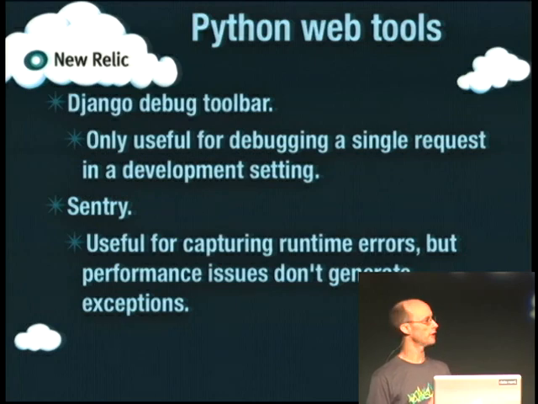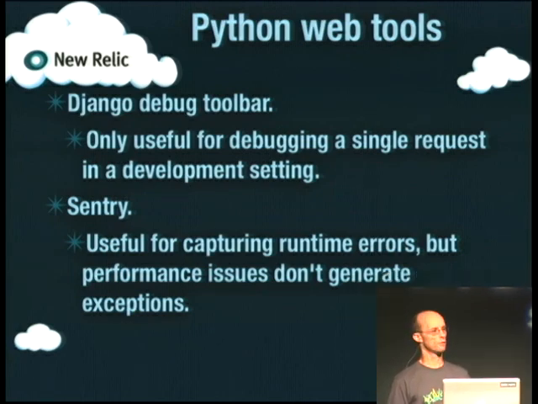When we talk about finding out what is happening inside of your Python web application, the options have been limited. Tools such as Django Debug Toolbar or using the Python profiler are only suited to a development environment. Sentry can be used in production to capture errors, but performance problems aren't going to generate nice exceptions for you.